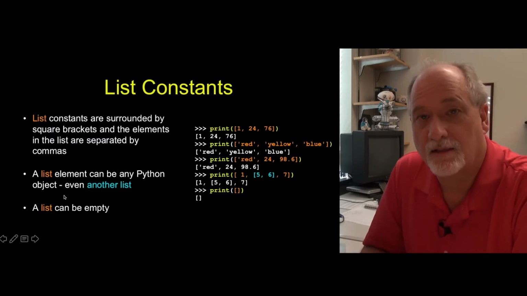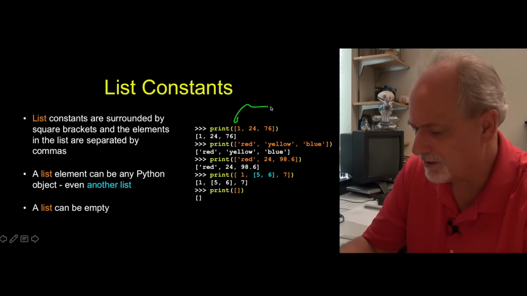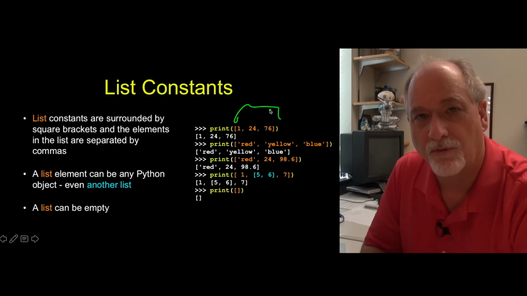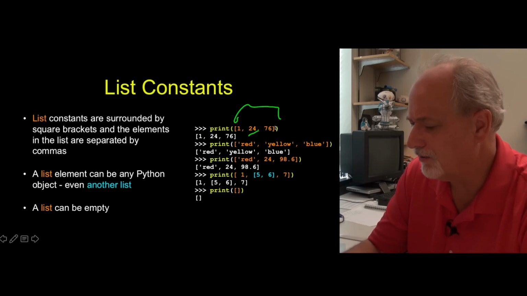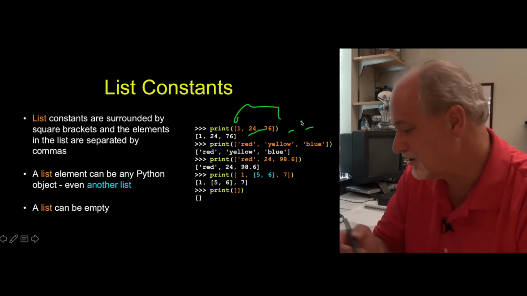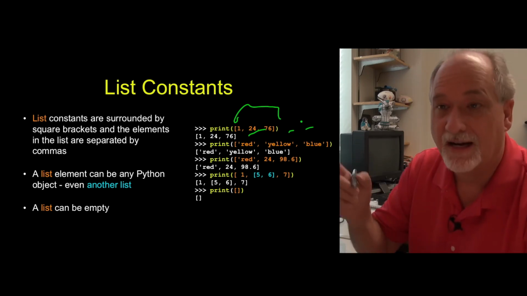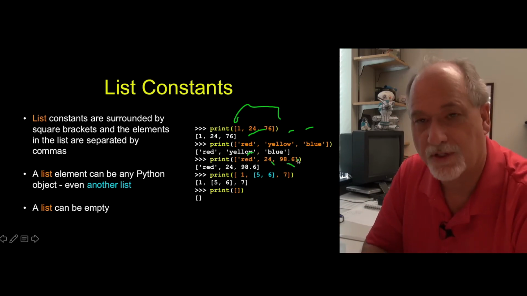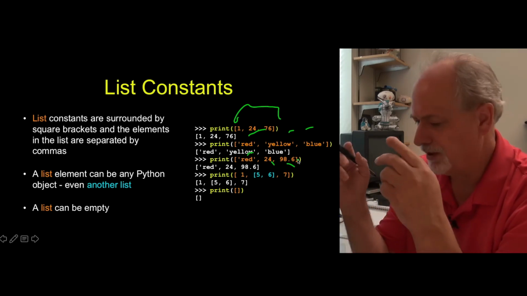So these bracket structures with square brackets are those lists. And so the print is just a print with parentheses to get the print to work. But 1, 24, 76 is a 3-item integer list. Red, yellow, and blue is a 3-item string list. But it doesn't all have to be integers or strings. Python can handle different kinds of data in different positions in the list. So red, 24, 98.6 is a 3-item list with a string, an integer, and a floating point number.